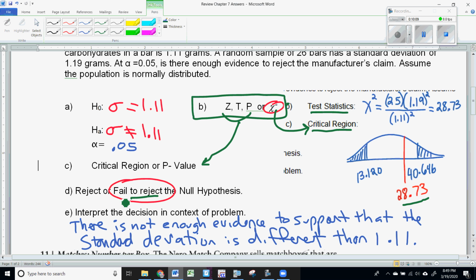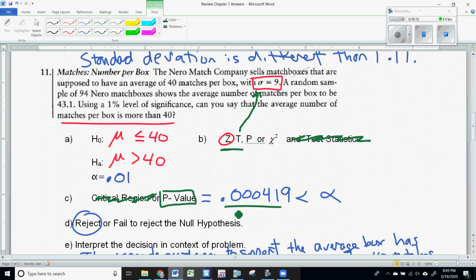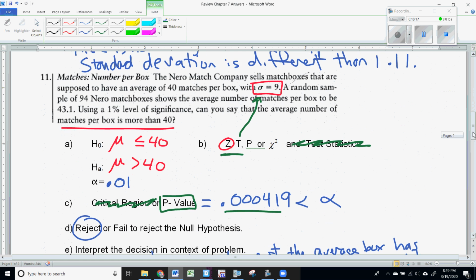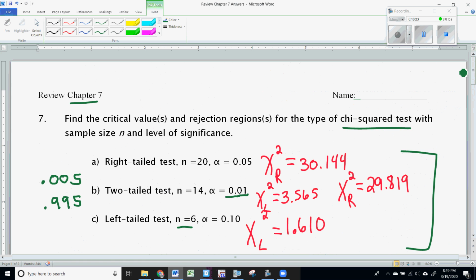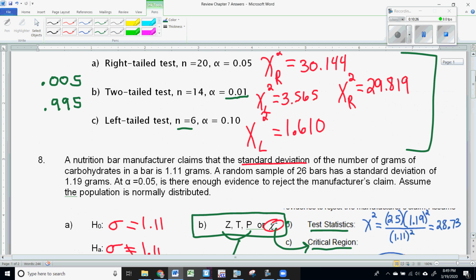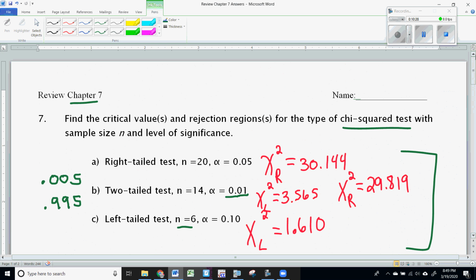Okay, so that's that one. The other types, we can find our p-value on the calculator. So that is the review of Chapter 7. You're now able to take the test over Chapter 7.